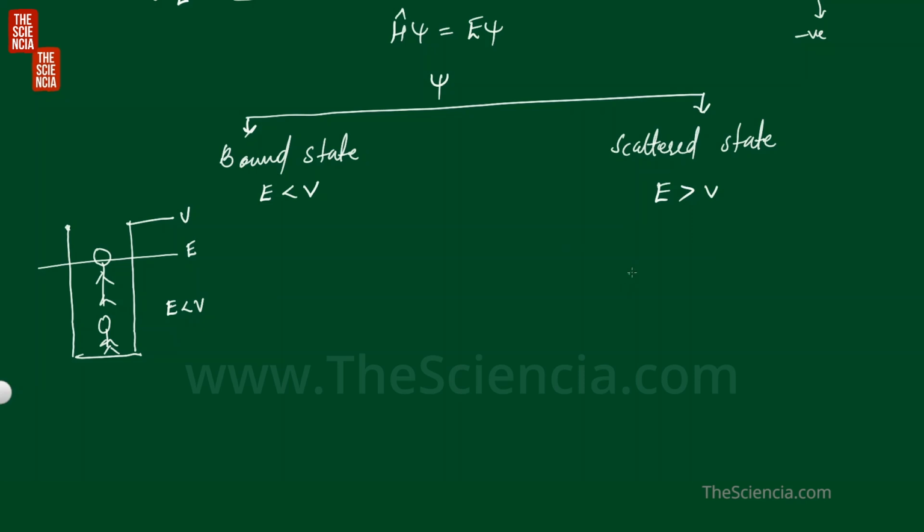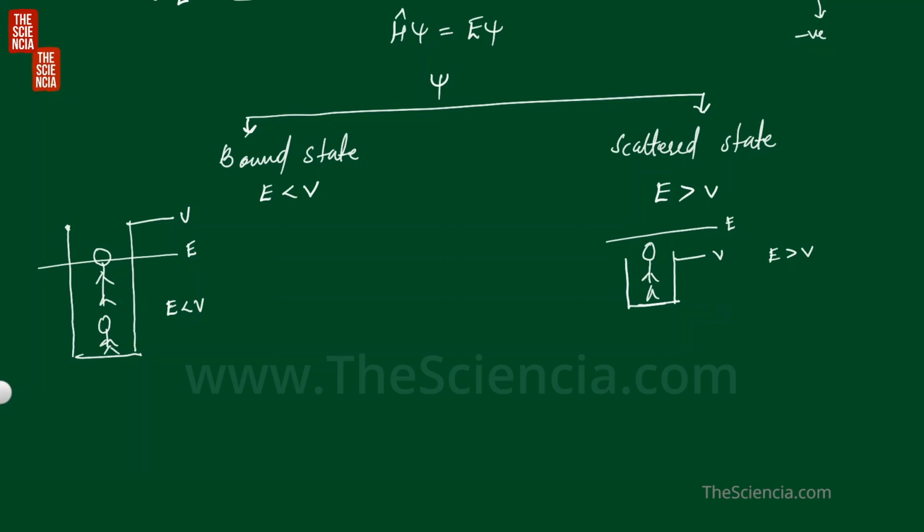But if the case is like this one, if the depth of the well is very small, and this is you. Okay, so this is the potential of the well. Okay, and you are a very energetic person, and you can definitely jump over this well, right? That is, your energy is this one. That is, your energy is greater than the potential well. So you are not bounded to that potential well. Okay, so your state is a scattered state. This is the idea of bound state and scattered state.